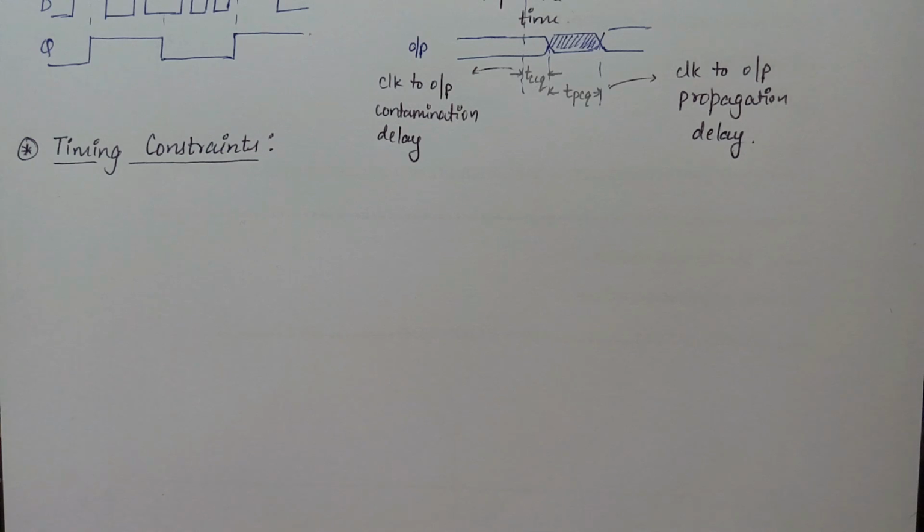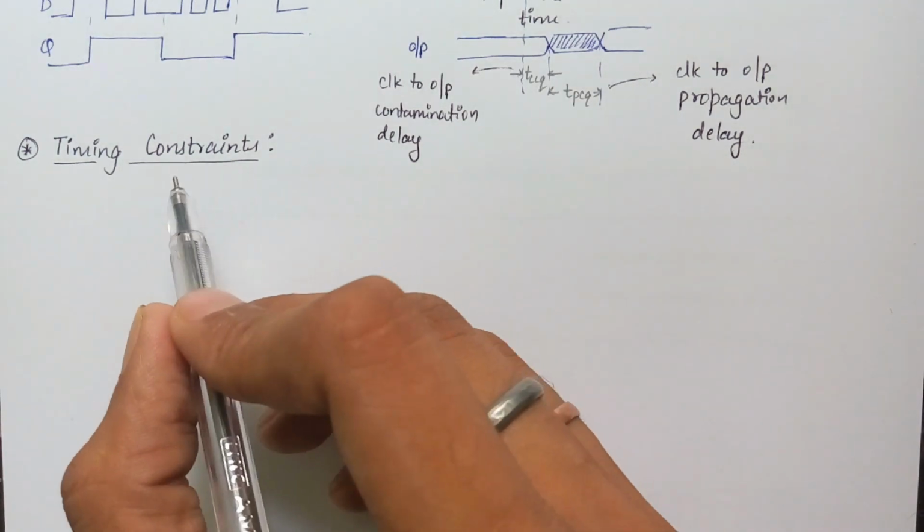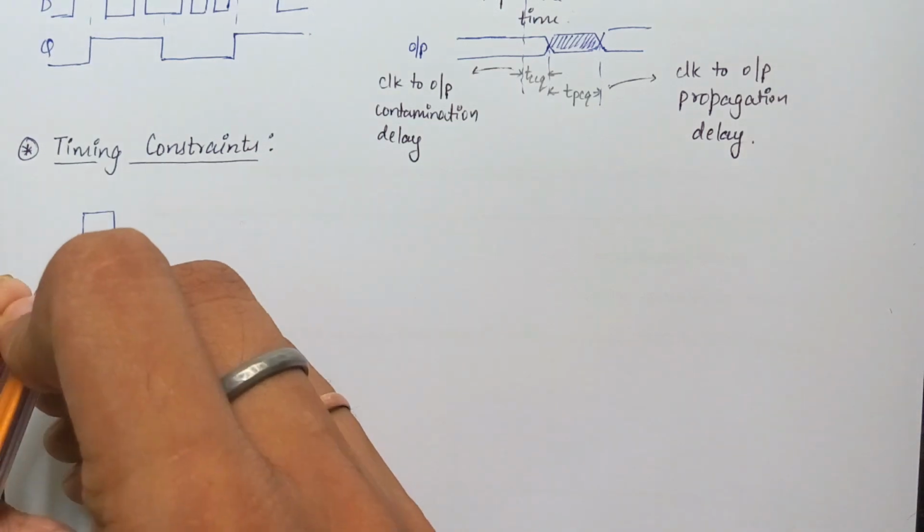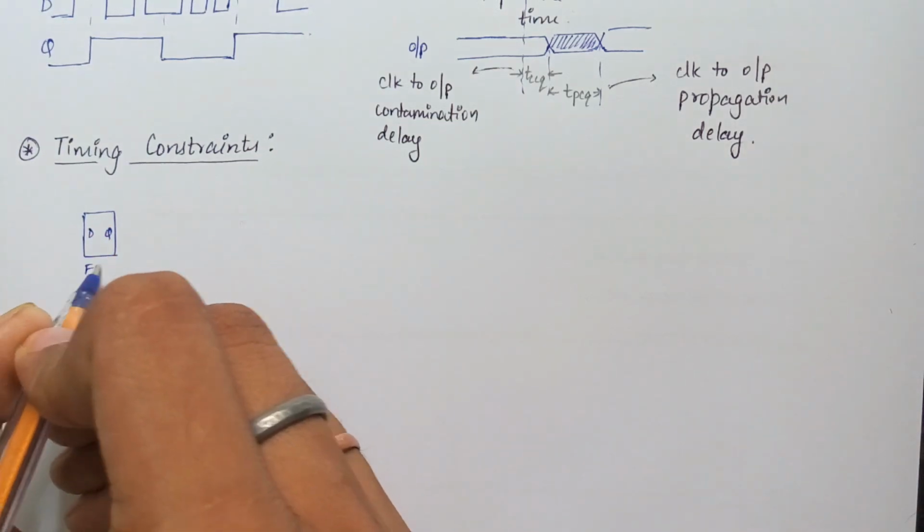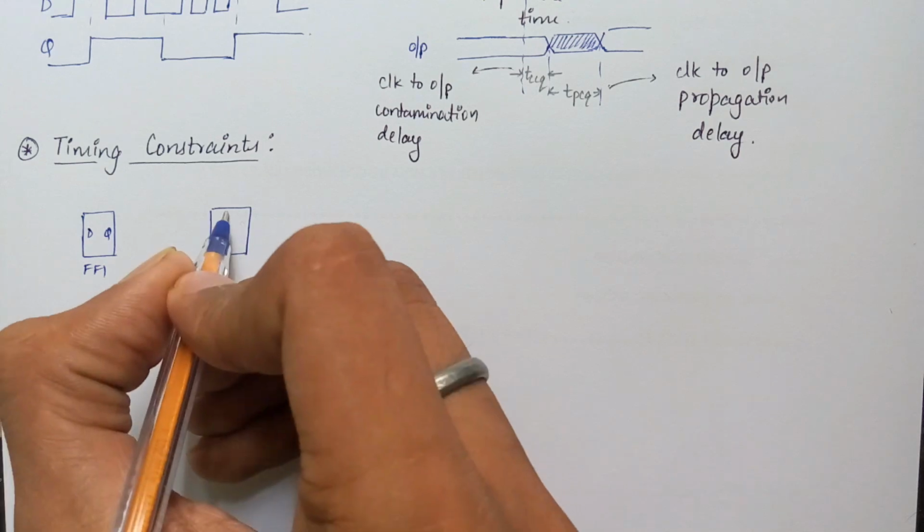Also, high frequency means high power requirement of the circuit. So the designer has to decide between speed and power of the circuit. Let's see what these timing constraints are. For that, consider a general circuit with two flip-flops with some combinational circuit in between.